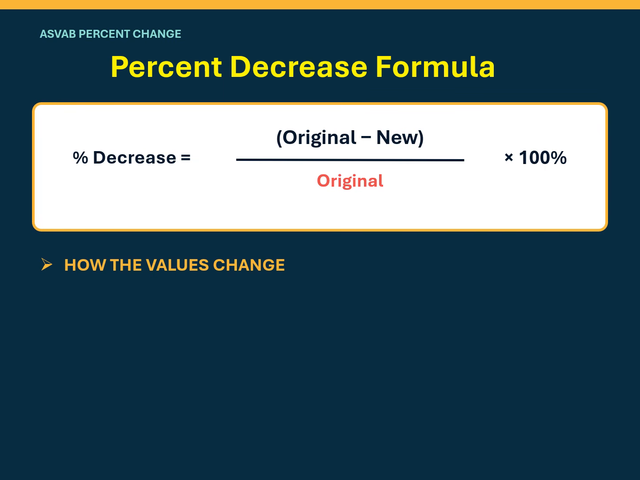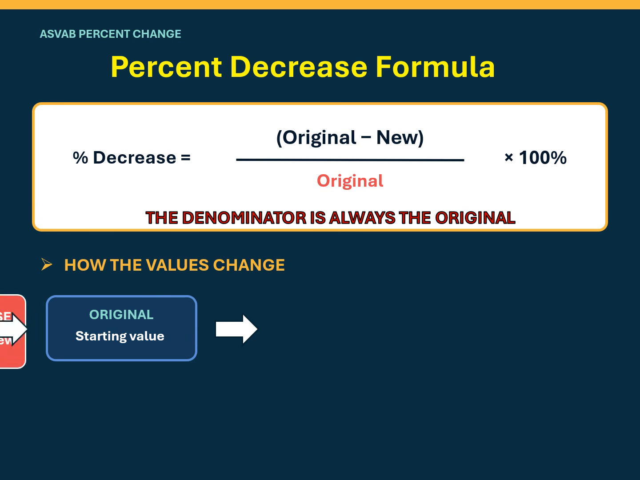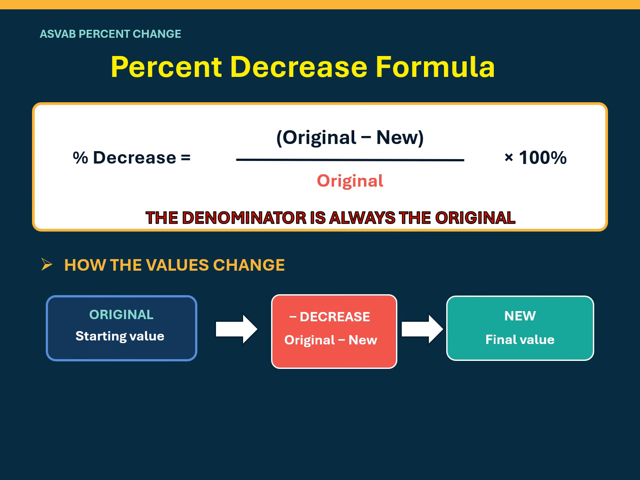Percent decrease, same structure. We take original minus new, divided by original, multiplied by 100%. The denominator is always the original value. This is where most students make mistakes. They divide by the new value. Don't do that. Always divide by the original.